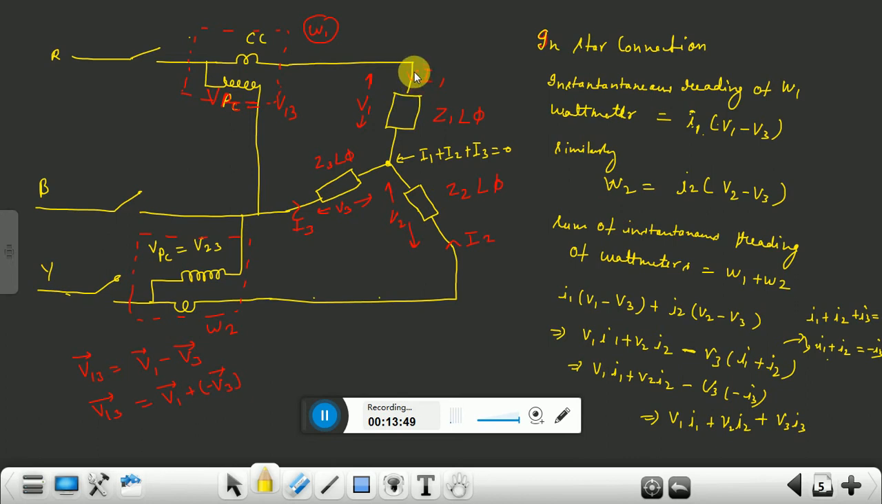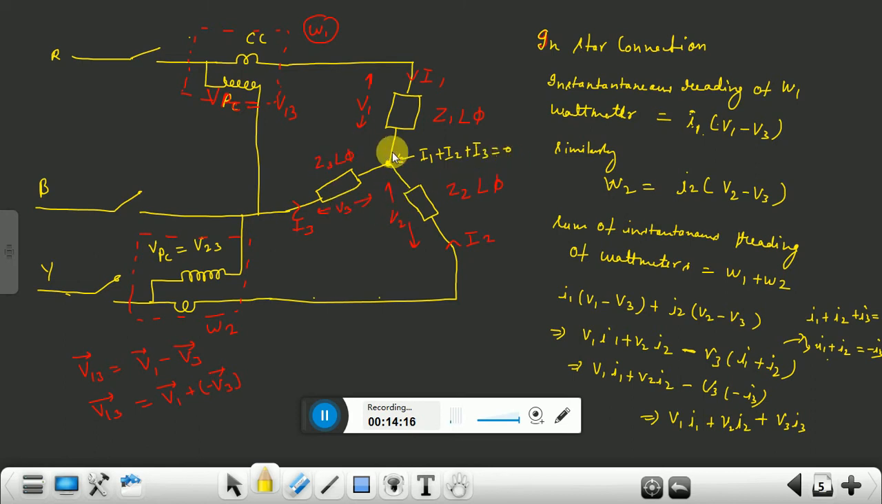This is your current. This impedance behaves like a sink, so the current enters on this side, this side, and this side. All impedances are connected in star connection, so at the junction I1 plus I2 plus I3 equals 0.